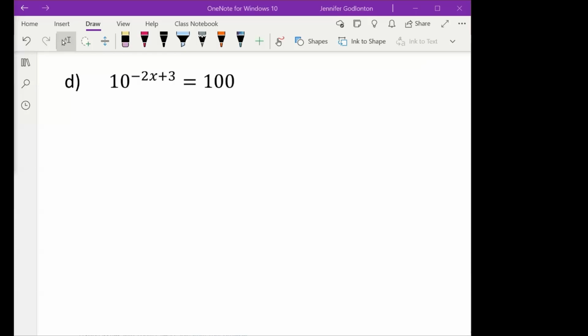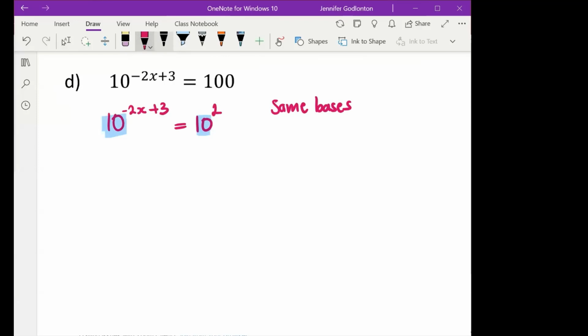Yeah, there we go. Okay, let's chat. First step, we want to get the same bases. That's our goal. So 10 to the power of negative 2x plus 3 is equal to 10 to the power of 2. And if we didn't know that 100 was 10 to the power of 2, we can use our calculator. As soon as our bases are the same, we can say that our exponents are the same. So now we can say negative 2x plus 3 is equal to 2. And that came from saying this exponent is equal to that exponent.